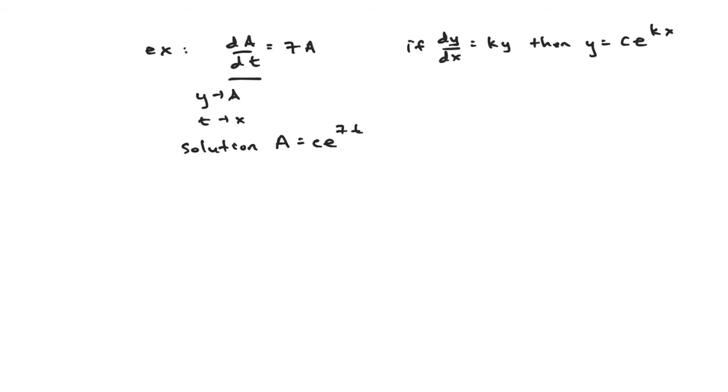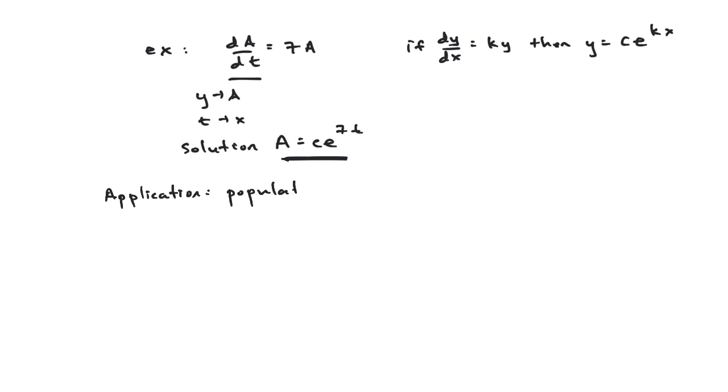This here would be the solution to my equation, because if I took the derivative of this, I would end up getting 7 times this function c e to the 7t, which is 7 times A. One of the applications we're going to look at most is population growth.